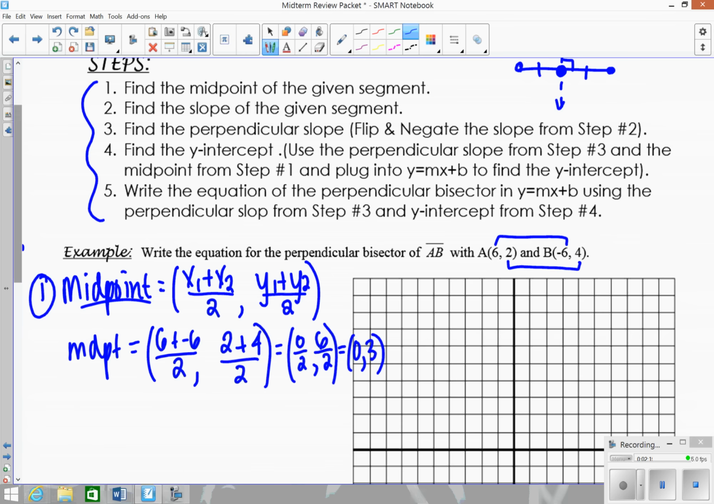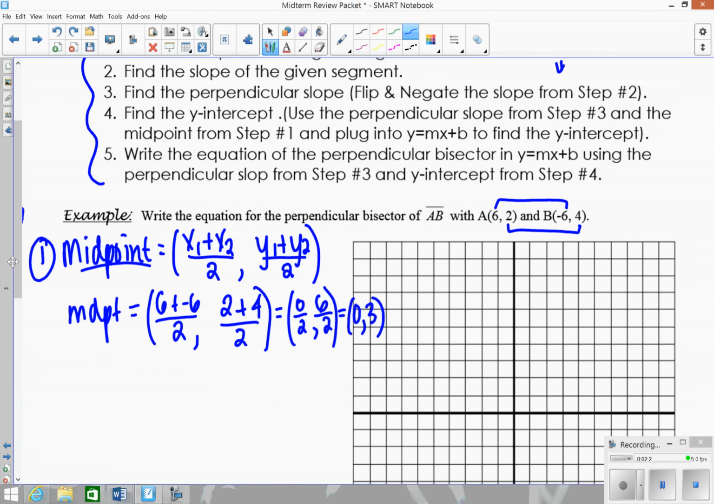Now to verify that on a graph, I start with plotting my points. So 1, 2, 3, 4, 5, 6, up 2. Make sure you label them. Then we have negative 6, 4. So here's my segment that I'm trying to find the perpendicular bisector of.